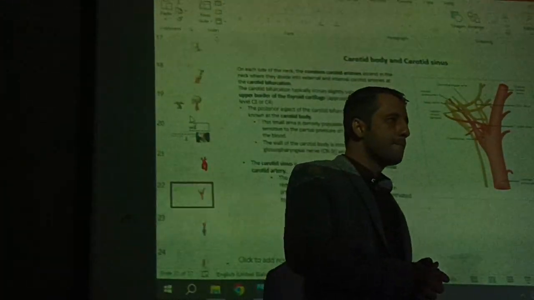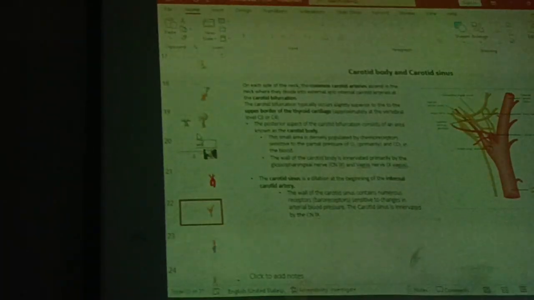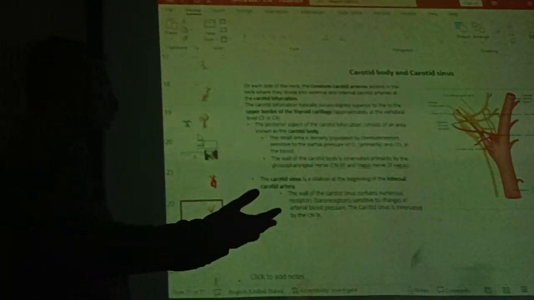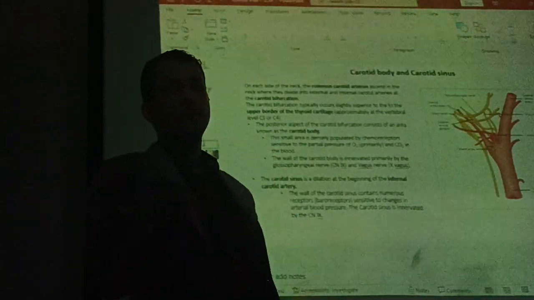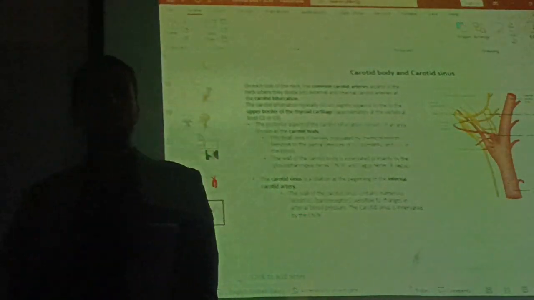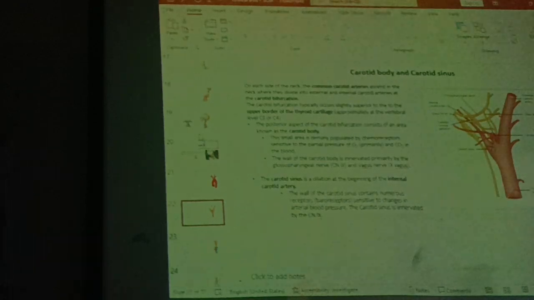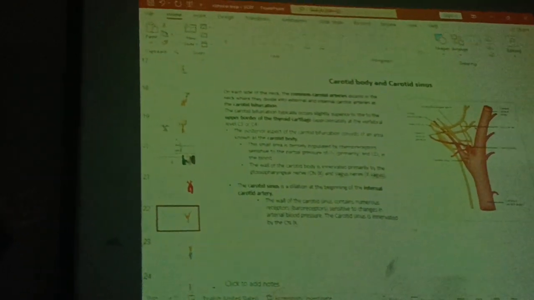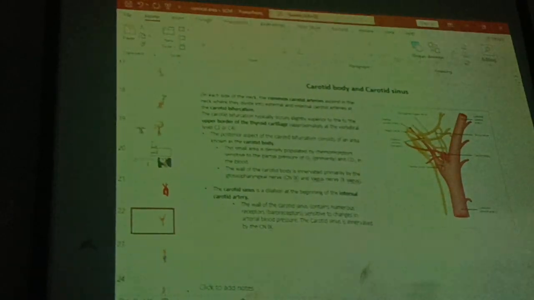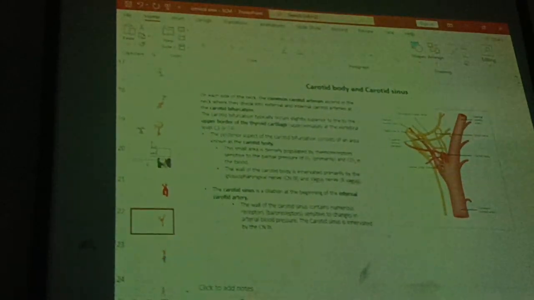What is the innervation of the carotid sinus? It is the vagus nerve and glossopharyngeal nerve. Are these branches to the carotid sinus and carotid body sensory or motor? Sensory. They are sensory branches.